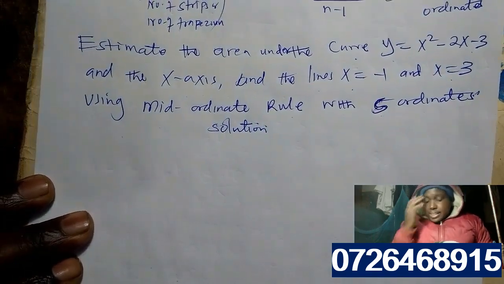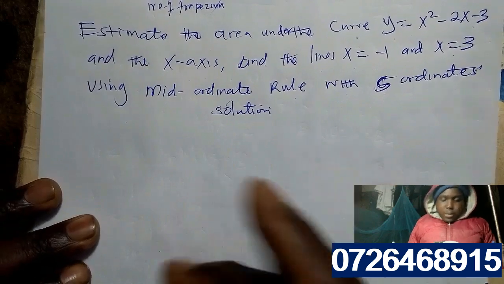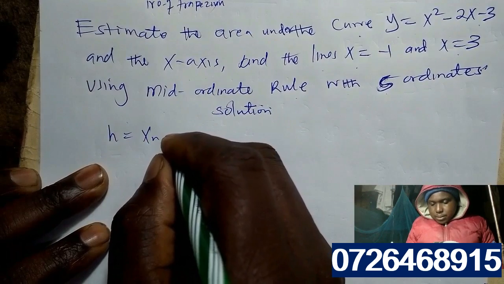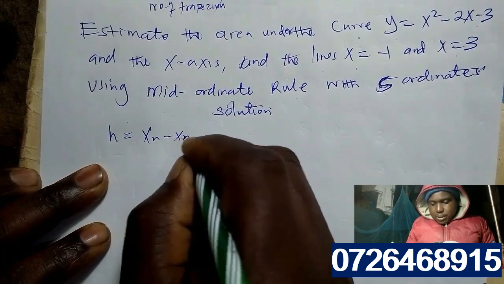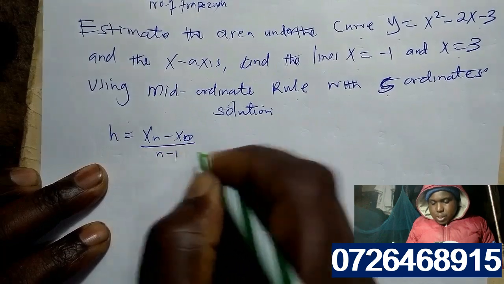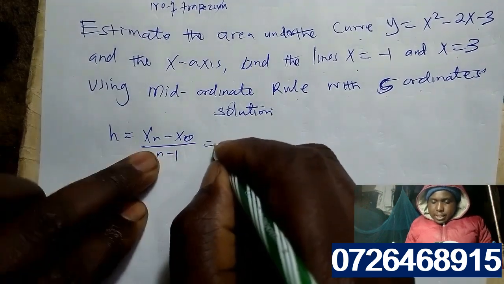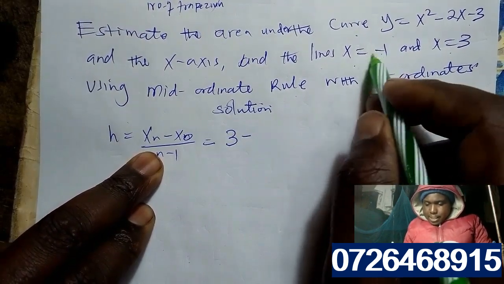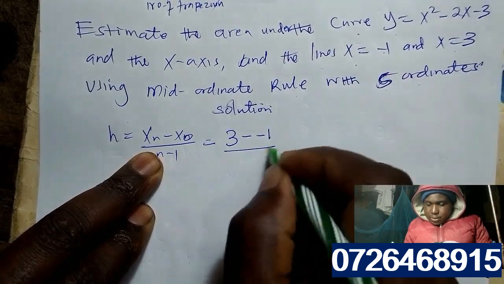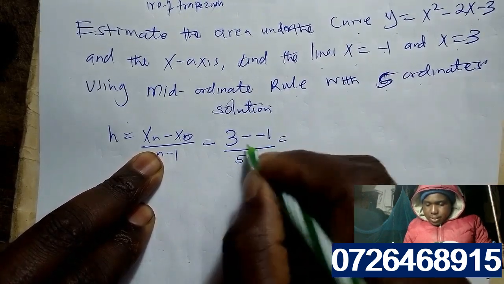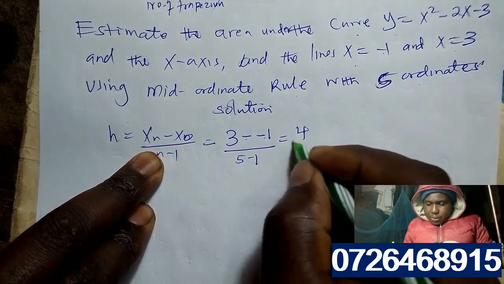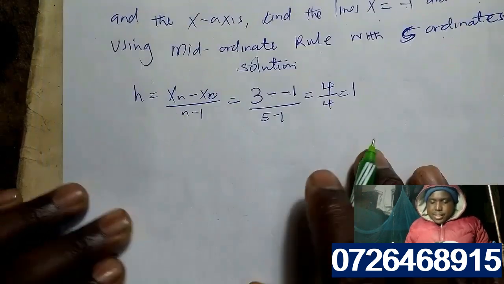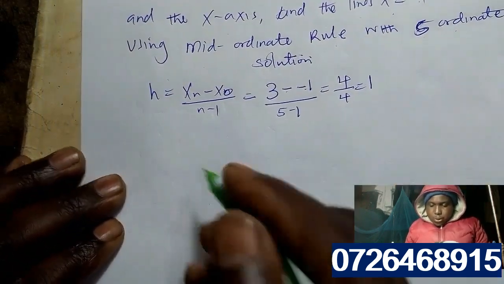First, get the value of h. So h is equal to xn minus x naught over n minus 1, kwa sababu nimepewa ordinates. So itakuwa 3 minus, but the other value is -1. You divide by 5 minus 1. Negative times negative is 4 over 4, and our h is 1. So that gives us the table that we are going to draw.